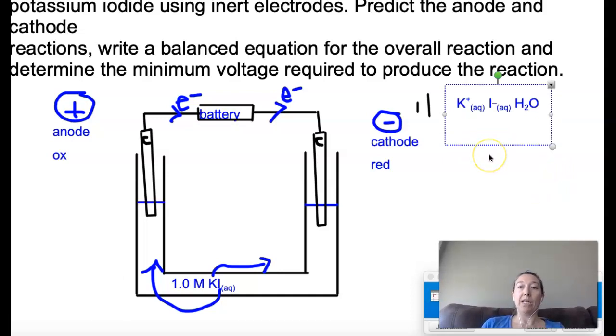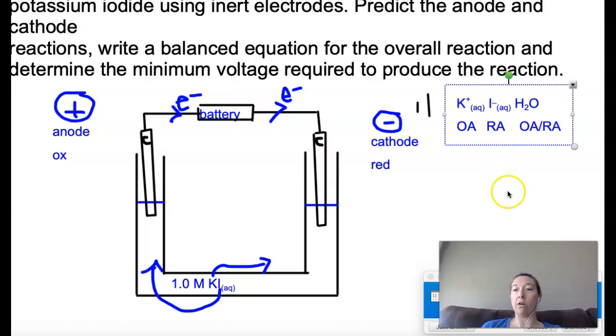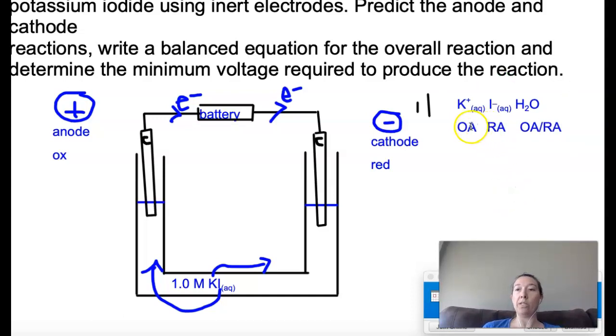So identifying what they are. When I look at the potassium ion, it's all the way down at the bottom on the left-hand side. So it's an OA. I- is maybe a third of the way down the page on the right-hand side. So it is an RA. And then water, we know, can either be an OA or an RA. So we need to decide between K+ and water, what is our SOA going to be?